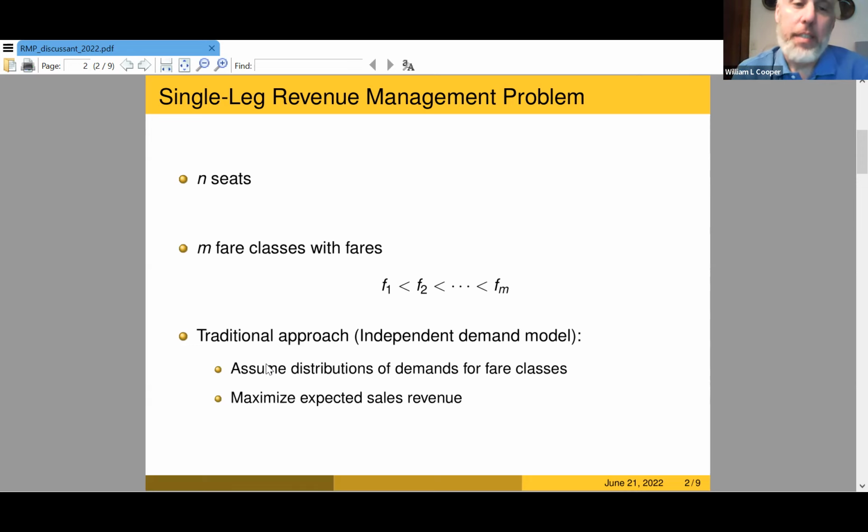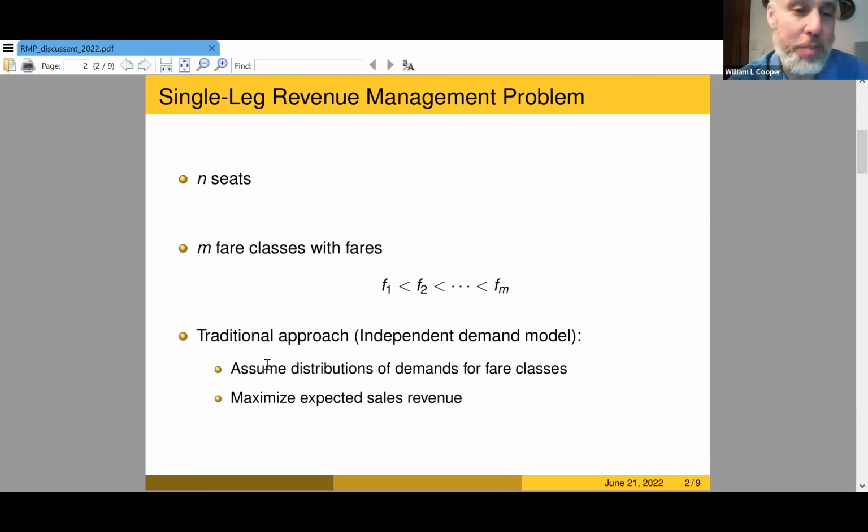A traditional approach to this problem, sometimes called the independent demand model, would start by putting some distributions on the number of customers that want each type of fare. Then it would try to maximize the expected sales revenue from selling the N seats. Independent has a few different meanings there. One is that the amount of demand for each fare is independent of the amount of demand for each other kind of fare.